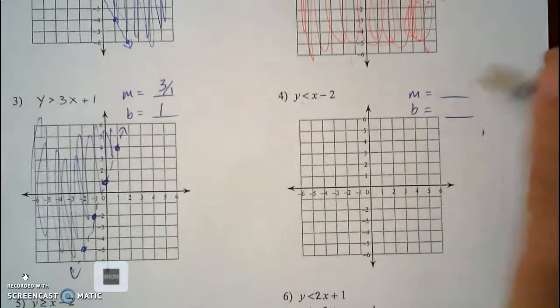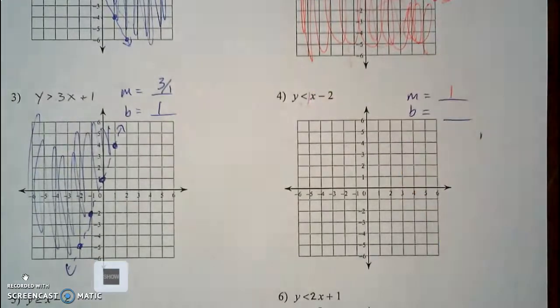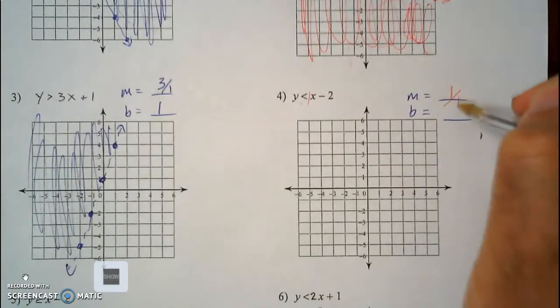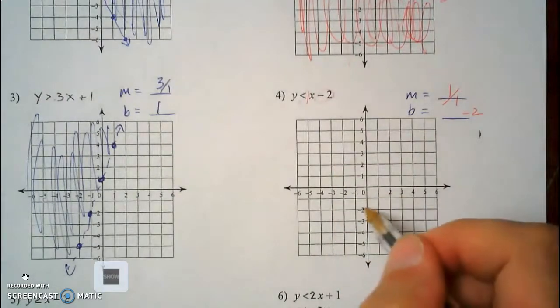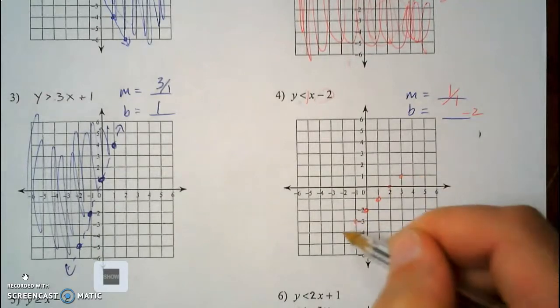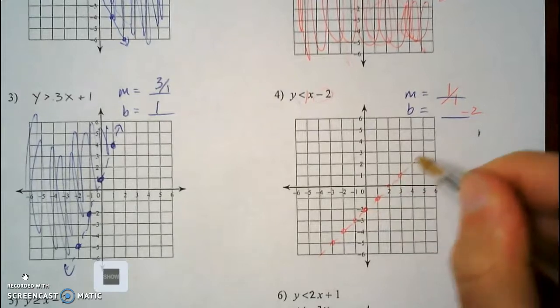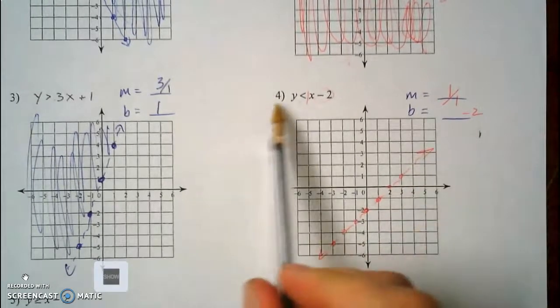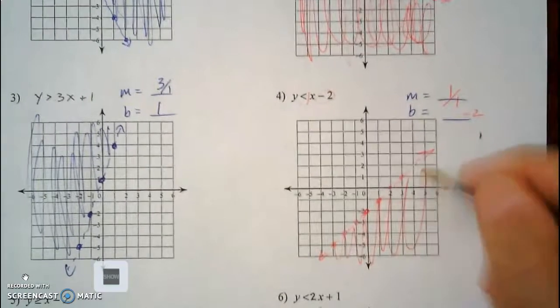And this is just a little more practice of the same thing. Slope is 1. See, there it is in front of x. I'll make it 1 over 1. The y-intercept is -2. Start at -2. Up 1 over 1 is just a diagonal. Broken line. Y is less than x minus 2, so I will shade under the line.